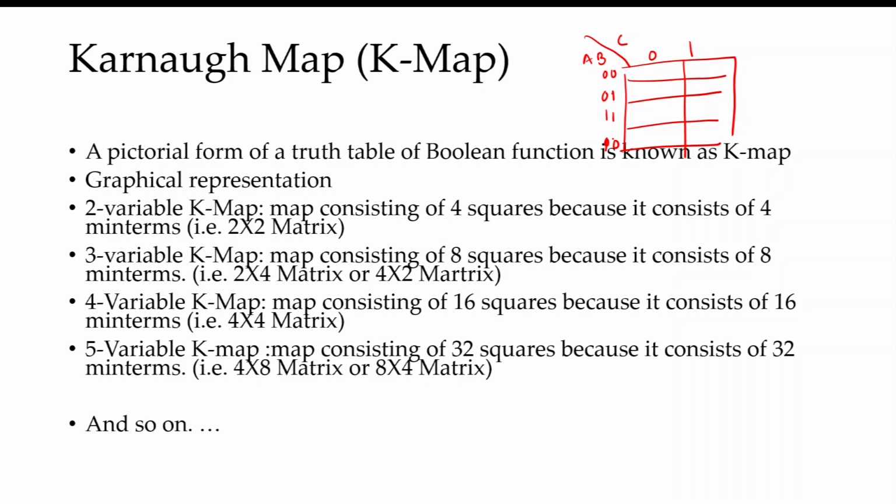Now the question is why we arrange it in this form. When we see this sequence, 0 0 and 0 1, only one bit is changed, which means both cells are adjacent cells.